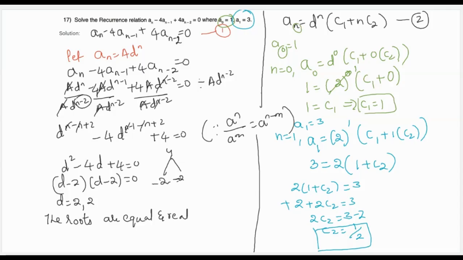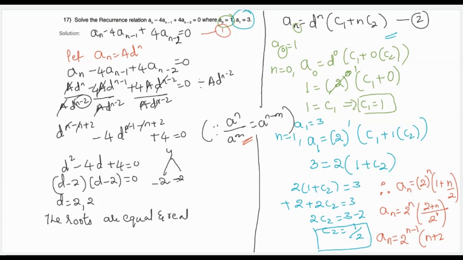Now whatever values we got for c1 and c2, we substitute in equation 2 to get the final answer. Therefore an will be 2 to the power of n into c1, which is 1, plus n into 1 by 2. Taking the LCM, we get an equals 2 power n into 2 plus n, divided by 2. Taking the 2 up as a power, it becomes negative. So an will be 2 power n minus 1 into n plus 2. This is the final answer for the given recurrence relation.